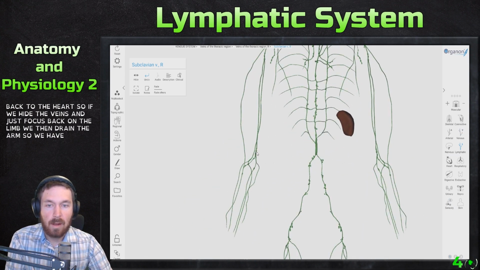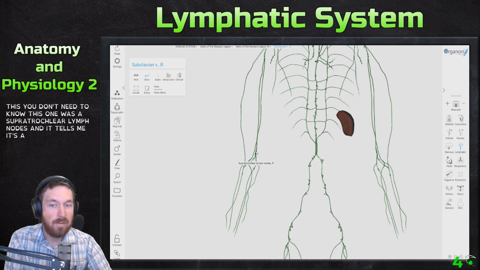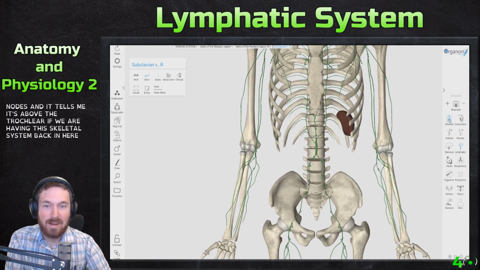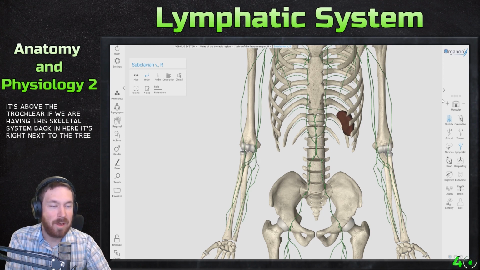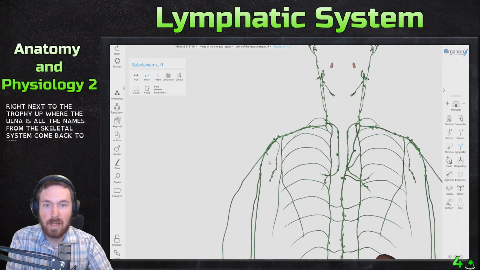So we have the different nodes here. You don't need to know this one, but this is a supratrochlear lymph node, and that tells me it's above the trochlea. If we were adding the skeletal system back in here, it's right up next to the trochlea where the ulna is. So there, all the names from the skeletal system come back to haunt you later.